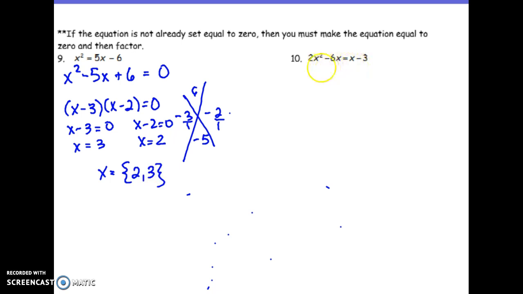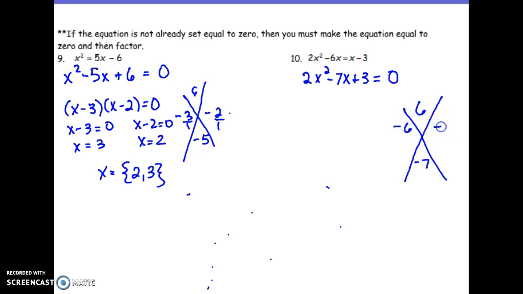Number 10, when I bring the x to the other side, we've got 2x squared minus 7x, and then we're going to bring this negative 3 to the other side, by adding 3, and we're going to set that to 0. Okay, when I do my x here, 6, and I've got a negative 7, so negative 6 and negative 1, I don't forget to divide by my leading coefficient. So when I factor it, I've got x minus 3 and 2x minus 1.